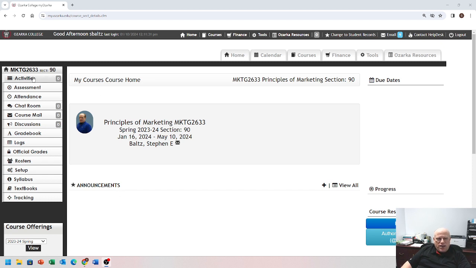You'll notice on the left-hand side of the page, there are some links that allow you to navigate to the various portions of the course site in Ozarka. So you have activities, assessment, and several items all the way down to textbooks and syllabus and so forth. Anytime you need to navigate to a particular part of the course website in Ozarka, you just use one of the links over here on the left-hand side.